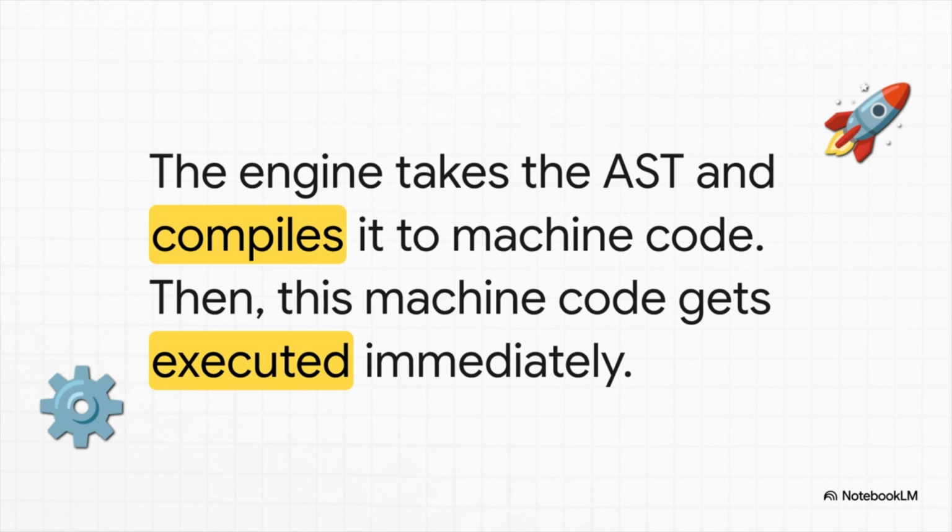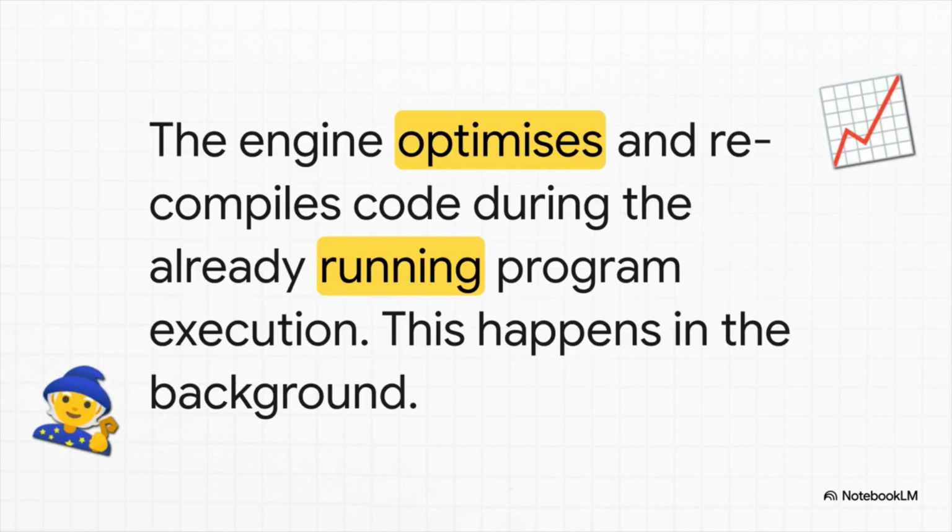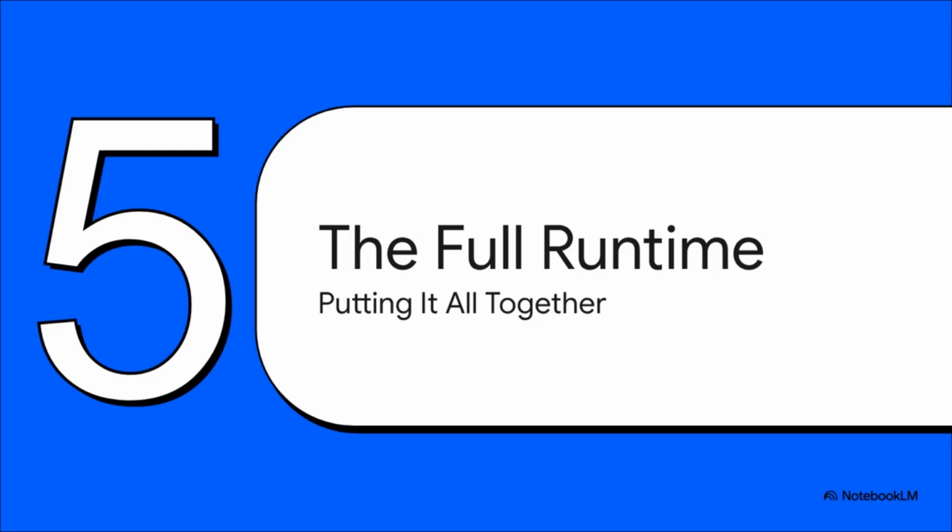But the engine's work is far from over. And this is where the real magic of JIT compilation happens. While your code is already running, the engine is in the background watching. It's looking for patterns, finding functions that get called over and over again, what we call hot functions. It then takes those pieces, recompiles them into highly optimized machine code, and swaps them in on the fly. It is literally making your code faster while it's executing. How cool is that?